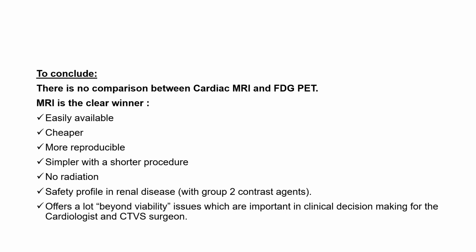So there is no comparison actually between cardiac MRI and FDG PET. MR is actually the clear winner because it is easily available, it is cheaper, it's more reproducible, it's simpler with a shorter procedure, there is no radiation involved. It is safe in renal diseases when we use group 2 agents, and it offers a lot beyond viability, which are important in clinical decision making for the cardiologist and the CTVS surgeons.